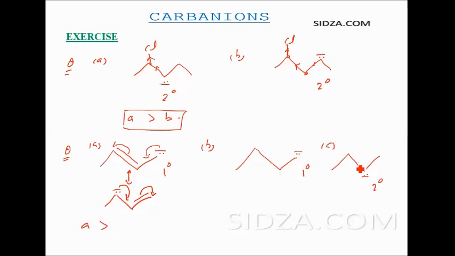Among the B and the C, you see the B is 1 degree, the C is secondary, and we know the 1 degree is more stable than the secondary, therefore the B is more stable than the C. Pretty simple.